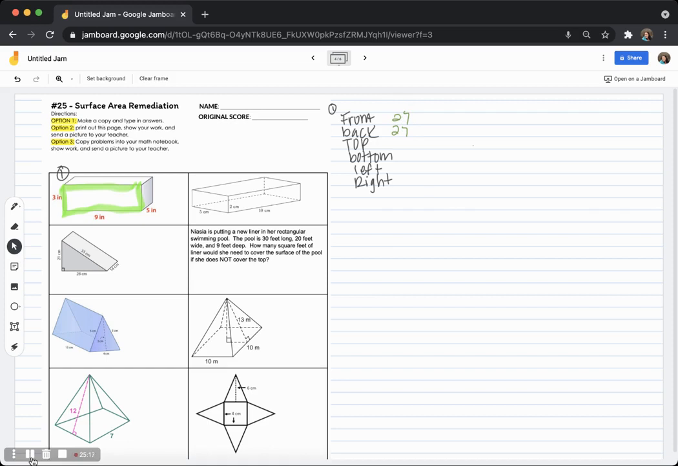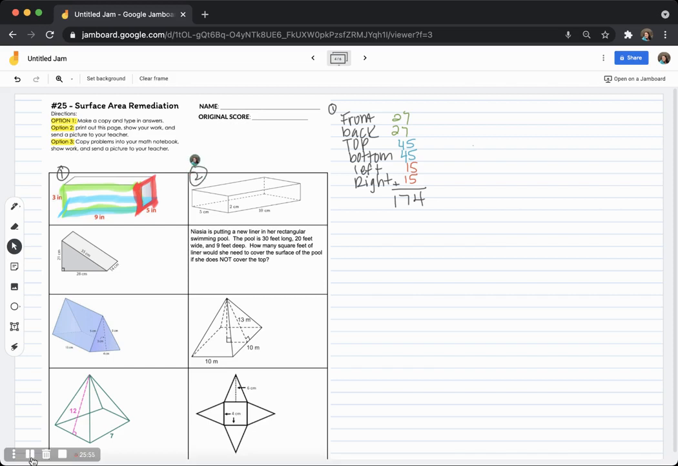Then I'm looking for the top and the bottom. So the bottom rectangle here is 9 by 5, and 9 times 5 is going to give us 45. The top and the bottom will be exactly the same. Then we have the left and the right. So that is 5, and it would have a height of 3 here. So 5 times 3 is 15. And then to get my total surface area, I need to add those up. And that would give us a surface area of 174.